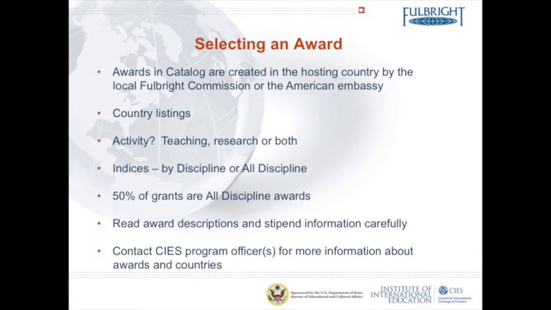Distinguished chairs are often called on as someone that can be called on by the embassy or the commission to give public talks or discuss their discipline in public forums, do more community outreach type activities on top of what they may be doing in a research lab or in the classroom.